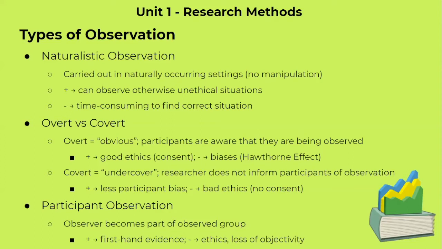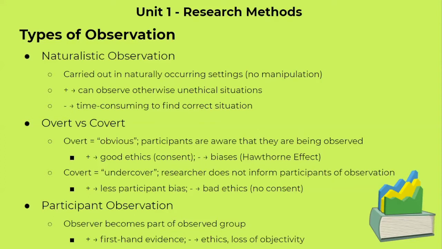The next one is a simple difference between overt and covert observations. So the difference is if the participants know they're being watched. So an overt observation, you can think of it as obvious. It's obvious that the participants are aware that they're being observed. Overt means participants know that they're being observed. An advantage of this is that there's good ethics. You can obtain consent before observing them, so there's no problems.